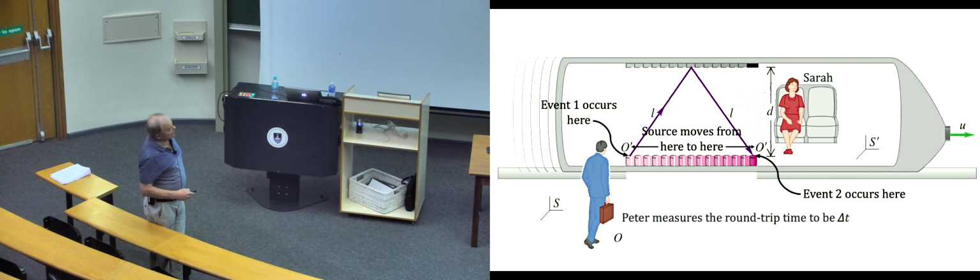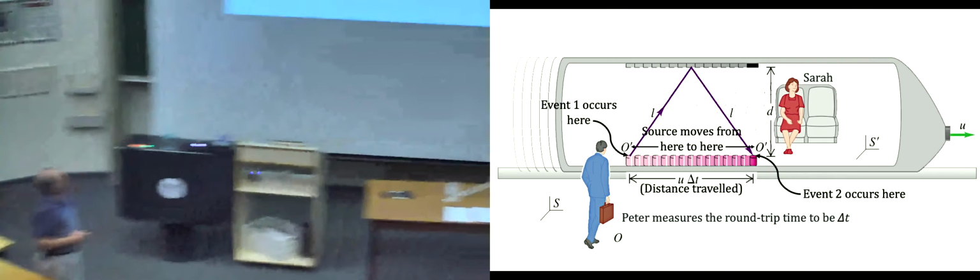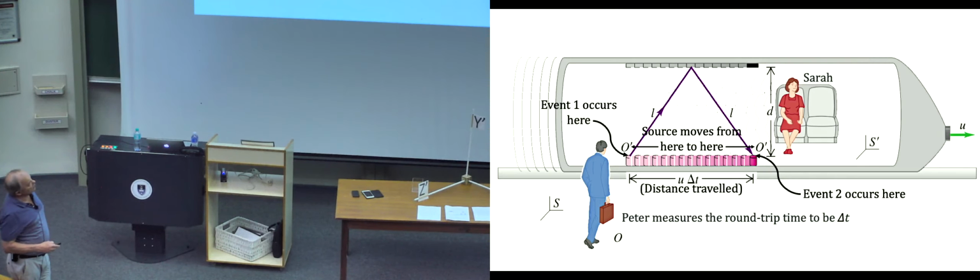And he measures the round trip time to be delta t. We don't know what delta t is at this moment, but you can guess already delta t is going to be bigger than delta t naught, because that beam of light's got to travel a lot further, and it's traveling at the speed of light. And if it's got to travel further, it's going to take longer. The distance traveled in that time is simple. The train's moving at speed u, which I said is about 99% the speed of light, and the distance covered will be u delta t. Distance is speed times time.